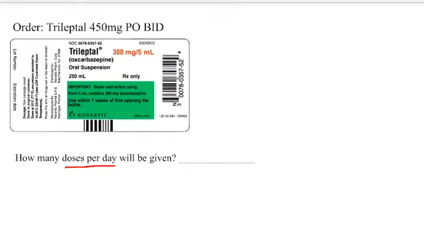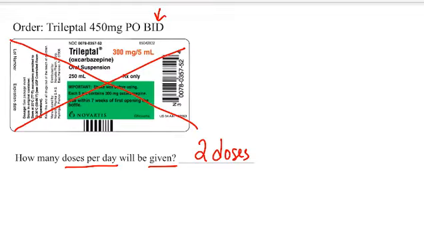How many doses per day will be given? Nice. Again, not going to even look at that label and get confused. It's my doctor's order. How many times per day does the doctor want this medication? BID. What does BID mean? It means 2 doses per day.